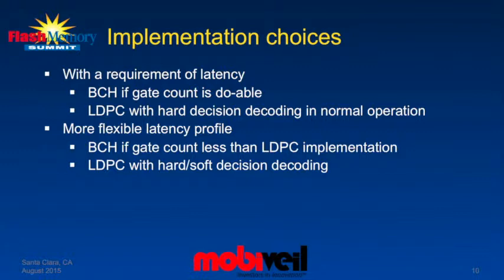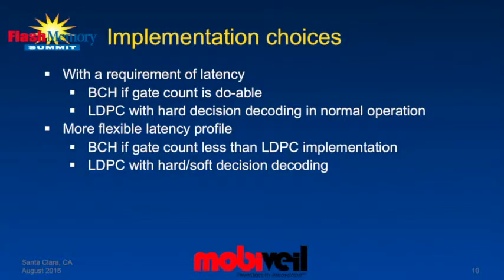Here's kind of the takeaway. If you get nothing else, this is what I want you to take away here. Implementation choices. For enterprise, you really need to have a consistent latency. BCH is, of course, extremely stable latency, so it's an ideal case. But I'm sure if you talk to very many people, you're going to find out that BCH at 60 bits is just unreal in power and gates, right? You just can't implement something that big.